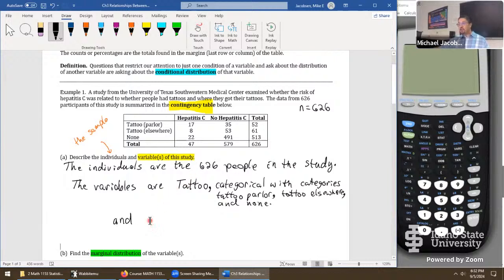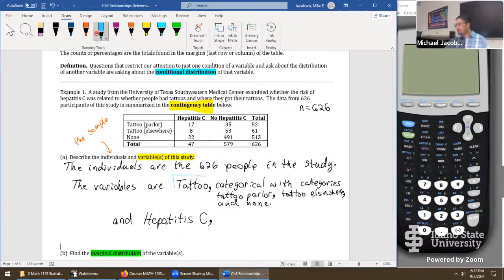And we need a name for the other variable. Any volunteers for naming our second categorical variable? Yeah, absolutely. So one way you could abbreviate that is just say hepatitis C. But again, this is just a stylistic choice I'm making. If you on the first variable said tattoo parlor or tattoos elsewhere or none, you're naming the categorical variable. And over here, if instead of saying hepatitis C, you said having hepatitis C or not having hepatitis C, that works as well. You're naming the categorical variable in the same way.